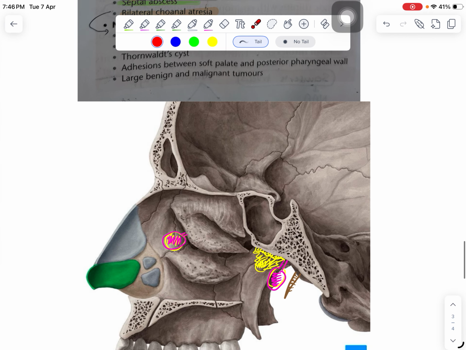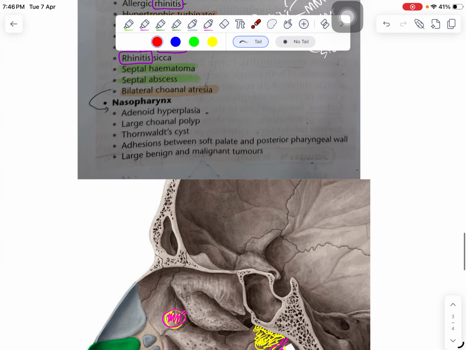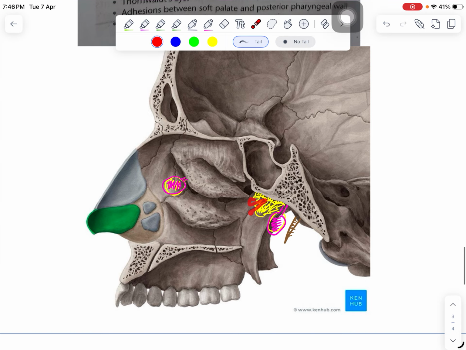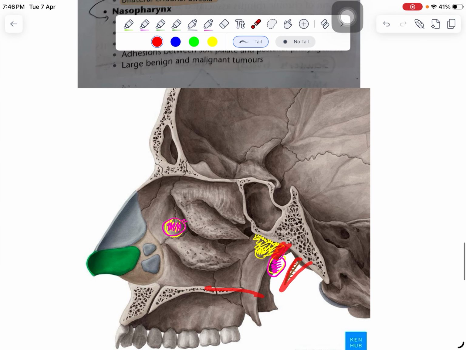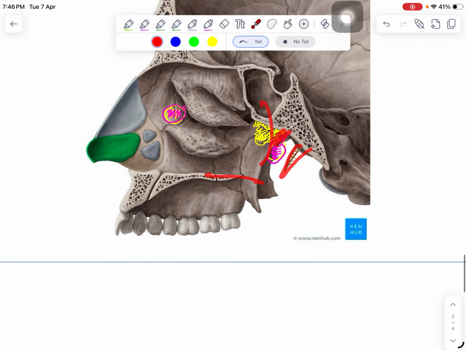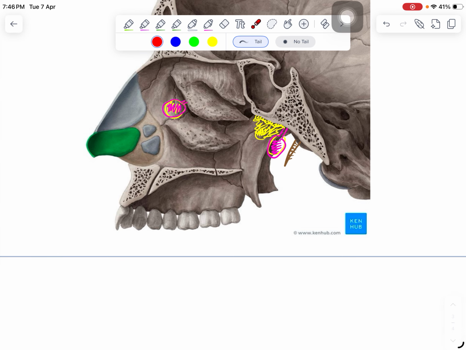Coming to the nasopharynx, we have this diagram here. The polyp, adenoid hyperplasia, large choanal polyp, and then Thornwaldt cyst, adhesion between the soft palate and the nasopharynx. So now we are done with the unilateral and bilateral causes of nasal obstruction. I think you will be better able to recall in the examination after hearing this.